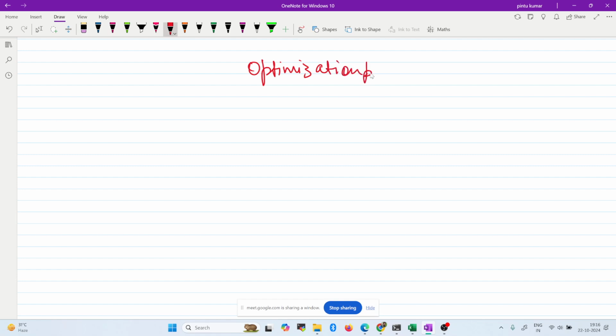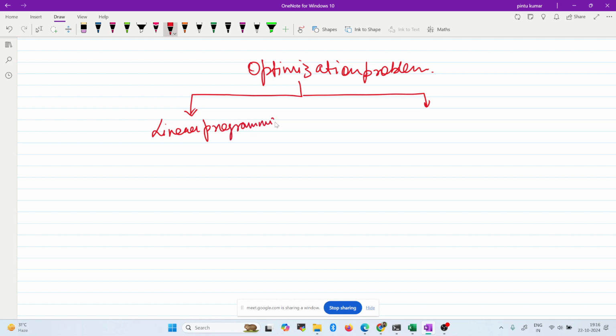So if you look at the regime of optimization problems, it can be classified on the basis of two things, as whoever asked, J. Bakshi, wanted. Okay. So one is linear programming. Okay. Another is non-linear programming.